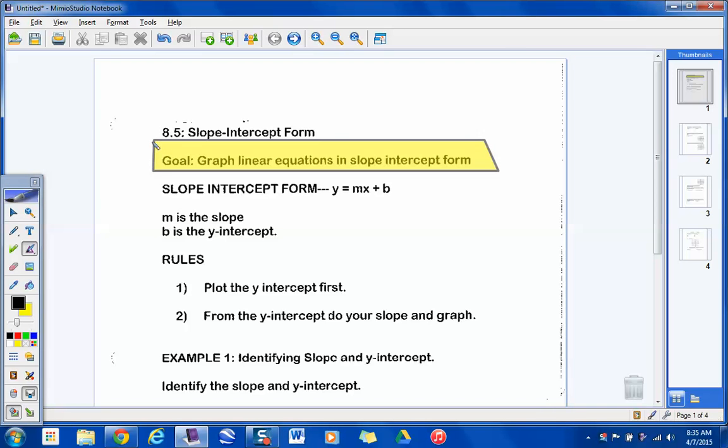Now right here, here's your definition of slope-intercept form. It says y is equal to what here, Gary? Mx plus b. Okay, you're going to hear this a ton, Mike. You're going to hear this a ton as we run through the rest of this chapter.